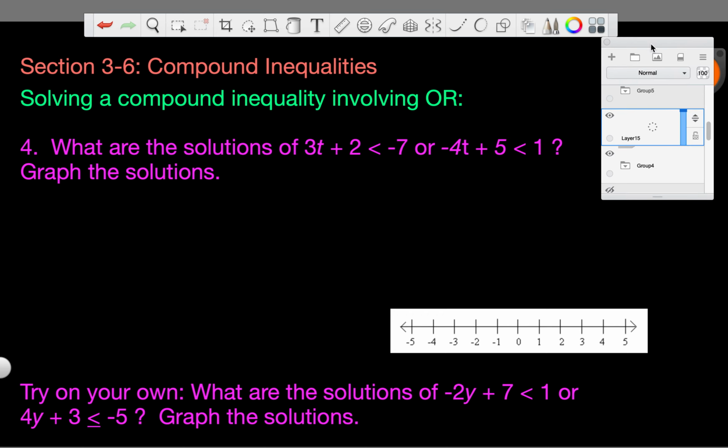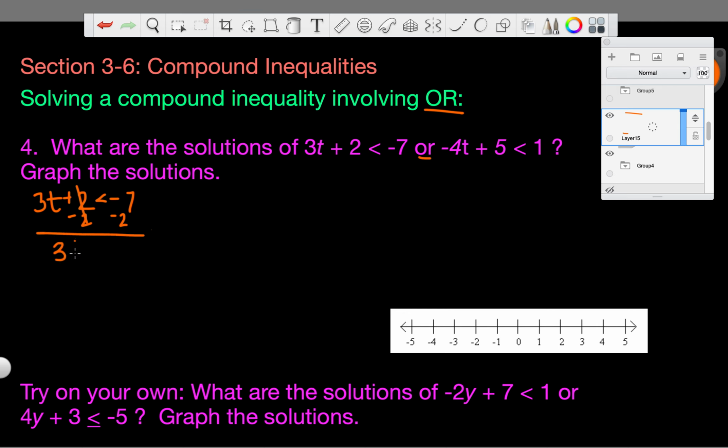So now we're going to look at the or. So as we know, or will always be written and I'll have 2 separate inequalities. So let's solve each by itself. So this first one is 3t plus 2 is less than -7. So first of all, I need to move this 2. So I'm subtracting 2 from both sides.